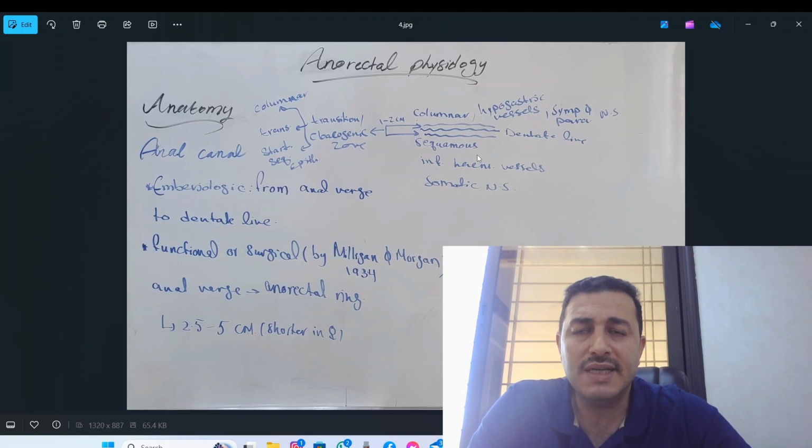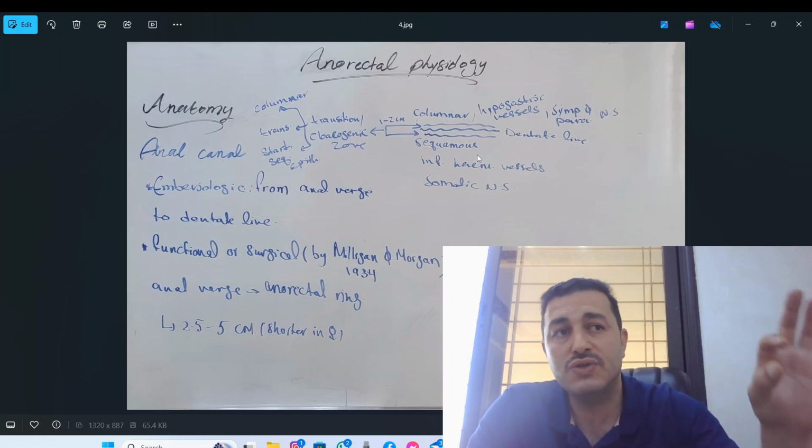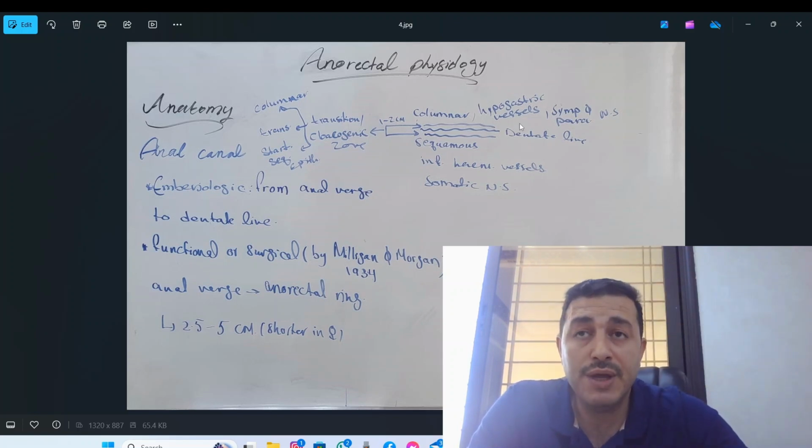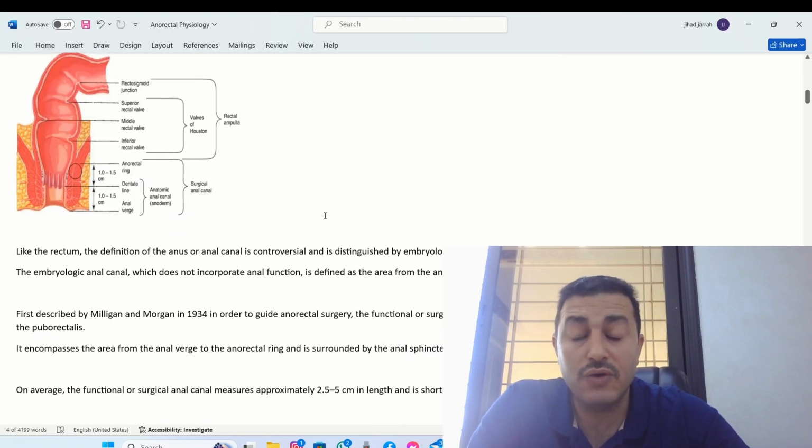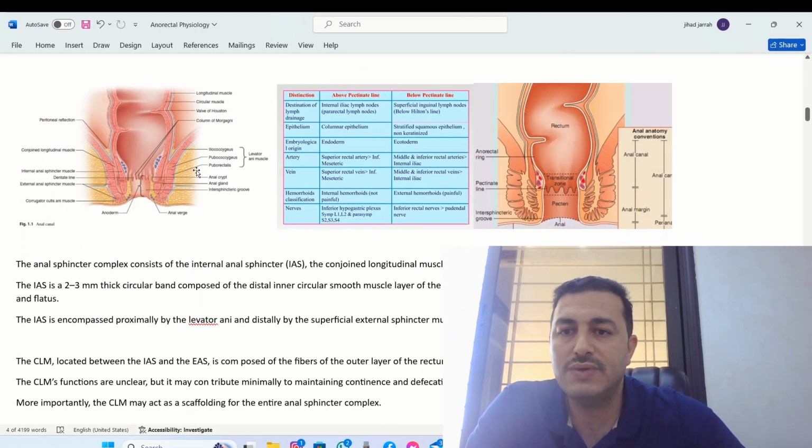We talked in detail about this transition zone, and we said that it may be the precursor or the source of the carcinogenic cell in anal cancer. What else have we not discussed? The anatomy of the external anal sphincter, of the sphincter muscle, as you see here.